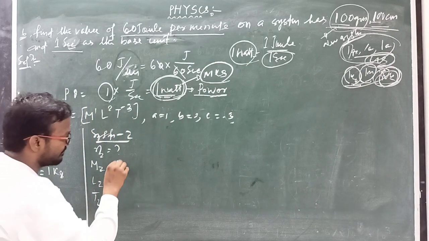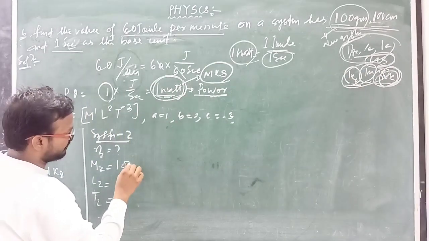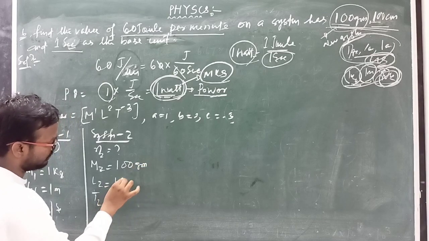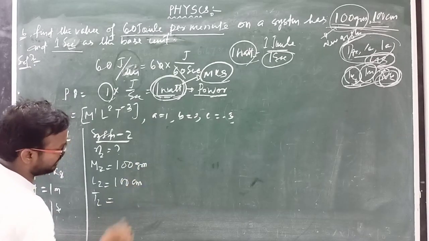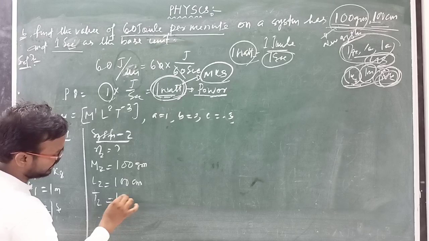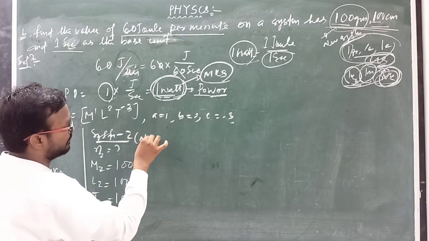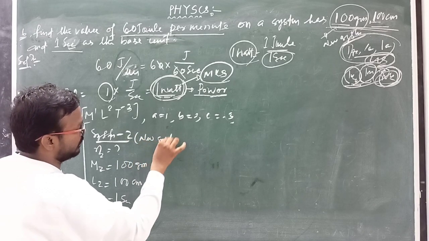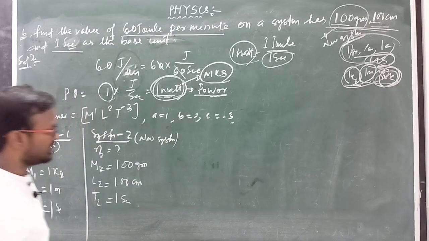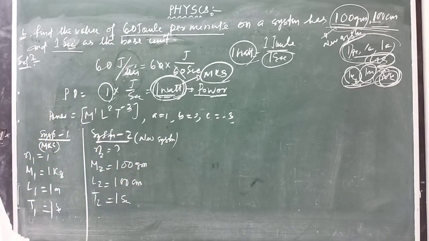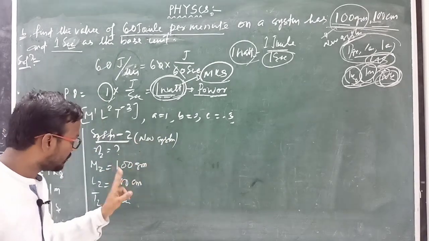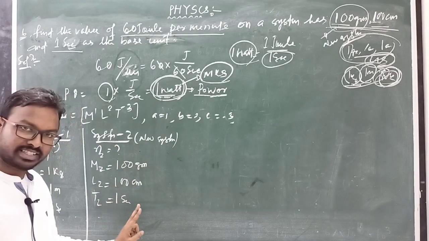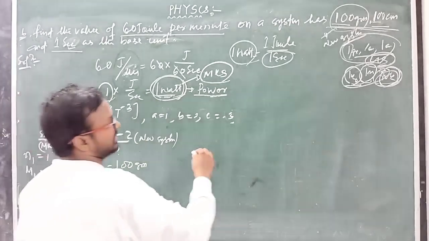So we have to write here 100 gram, 100 centimeter, 1 second. This is a new system. We don't have any idea about that system because this is not the CGS system. If this were the CGS system, then we would write 1 gram, 1 centimeter, 1 second. Clear? Okay. Now let's start.